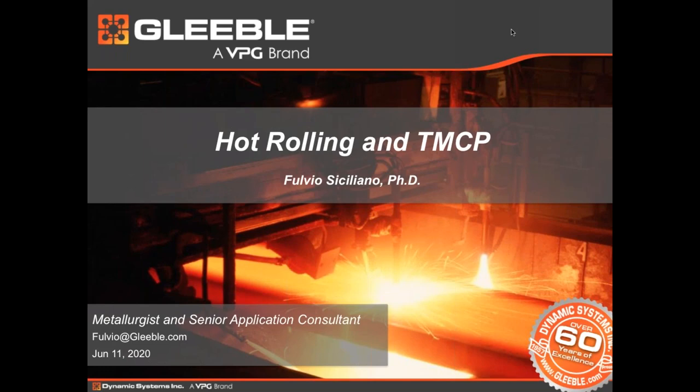Understanding parameters such as roll forces, active softening mechanisms, and microstructure evolution is necessary to optimize industrial hot rolling. This webinar hosted by Dr. Fulvio Siciliano is in some ways an extension of his previous webinar from May 21st on recrystallization studies. Today's session will start with a brief review of metallurgical processes that take place during hot rolling and then outline how the Gleeble platform can be used to simulate and optimize these processes.